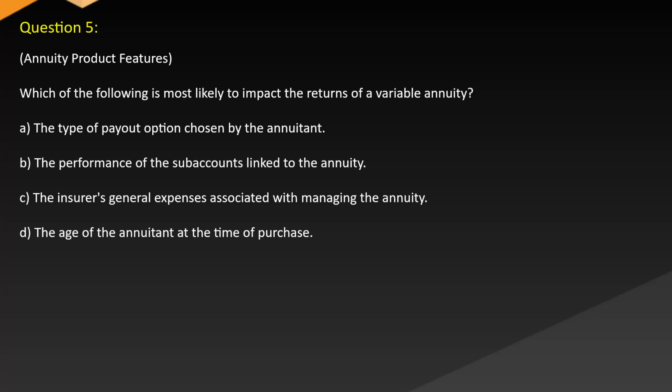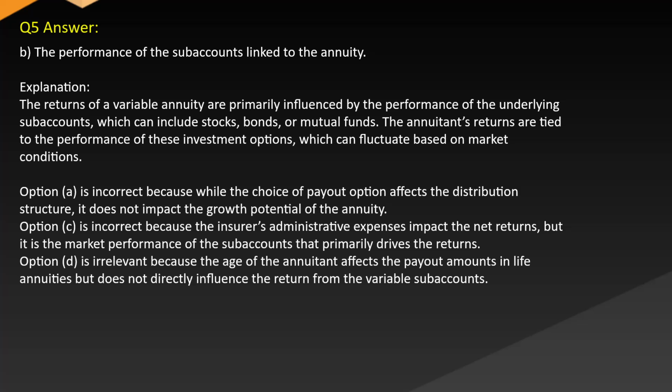Question 5. Annuity product features: which of the following is most likely to impact the returns of a variable annuity? A. The type of payout option chosen by the annuitant. B. The performance of the sub-accounts linked to the annuity. C. The insurer's general expenses associated with managing the annuity. D. The age of the annuitant at the time of purchase. Answer: B. The performance of the sub-accounts linked to the annuity.